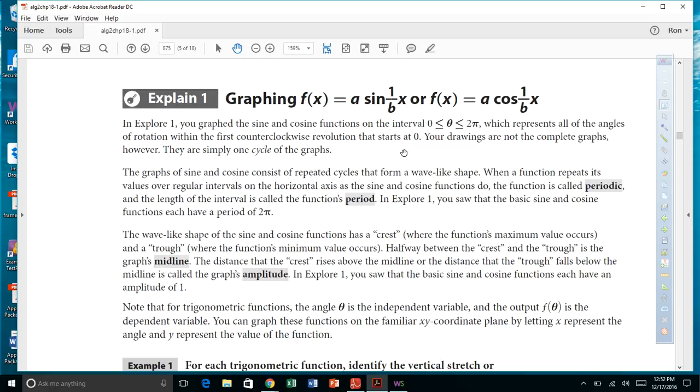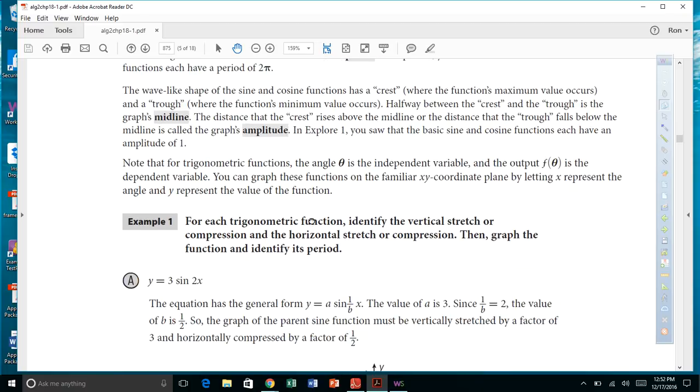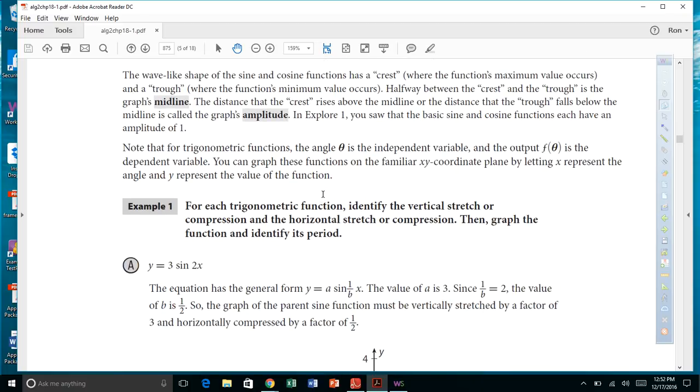When a function repeats itself over regular intervals on the horizontal axis, as the sine and cosine functions do, the function is called periodic, and the length of the interval is called the function's period. In Explore 1, you saw that the basic sine and cosine functions each have a period of 2 pi. The wave-like shape has a crest where the function's maximum value occurs and a trough where the function's minimum value occurs. Halfway between the crest and the trough is the graph's midline.